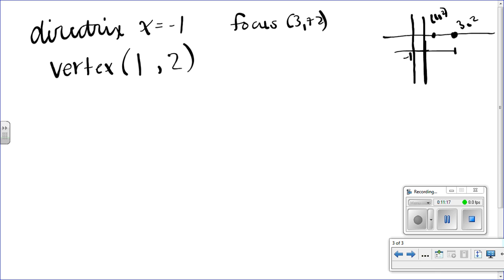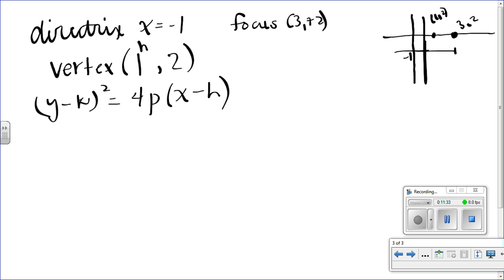Alright, so here's what I have so far. I know that it's going to be a (y minus k) squared. I know it's going to look like that. I have h and I have k. What do I not have? P. I have p. I can get p, right? How can I get it?